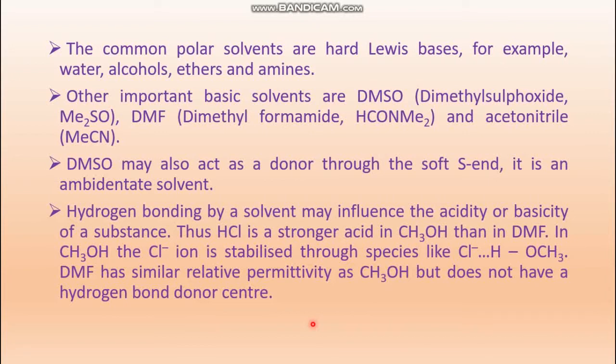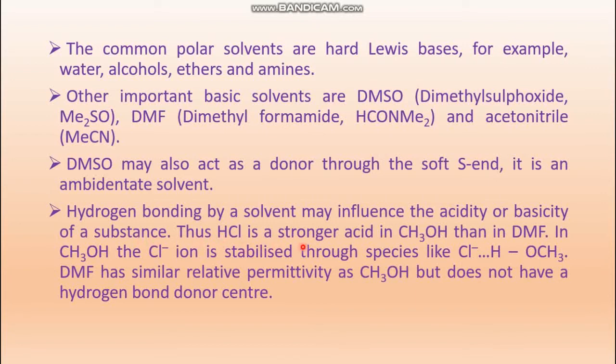Suppose both solvents have similar relative permittivity, but one of them has the privilege or advantage of having the power to form hydrogen bonding. Then that would influence more the acidity of the acids or the basicity of the basic substance. So what is written here? Hydrogen bonding by a solvent may influence the acidity or basicity of the substance.